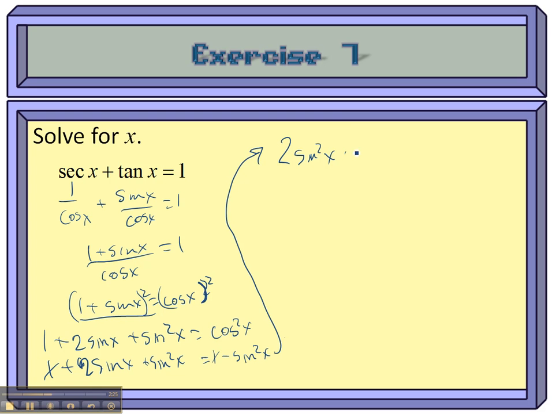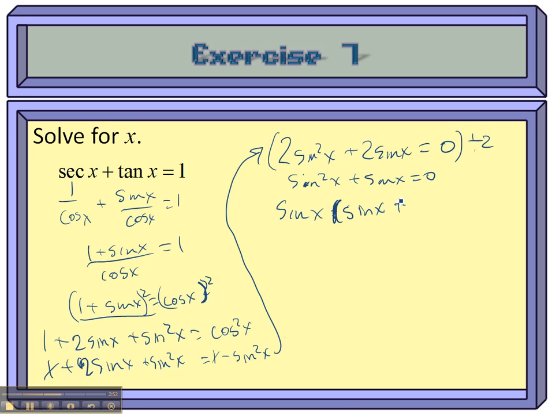We have 2 regular sine x equals 0 now. They both have a factor of 2, so let's just divide both sides by 2 so we don't have to deal with it. So sine squared x plus sine x equals 0. They both have a common factor of sine, so we'll factor that out. What's left behind is a sine x plus 1. Set them both equal to 0. Sine x equals 0 on one side, and on the other, sine x plus 1 equals 0.